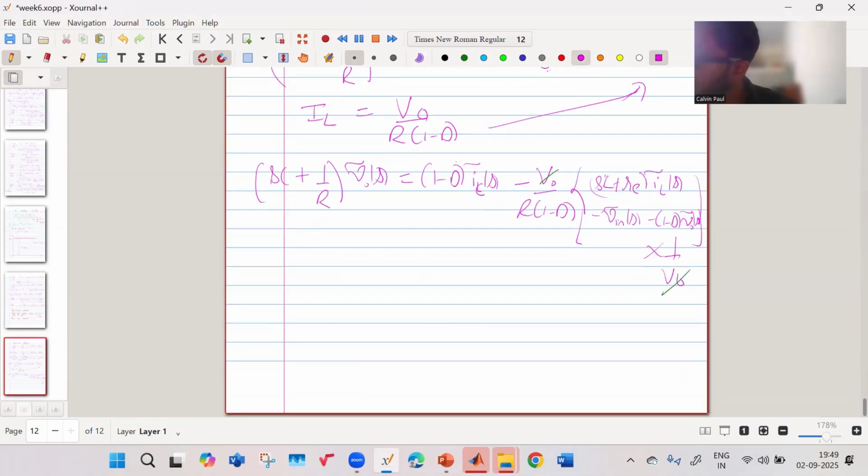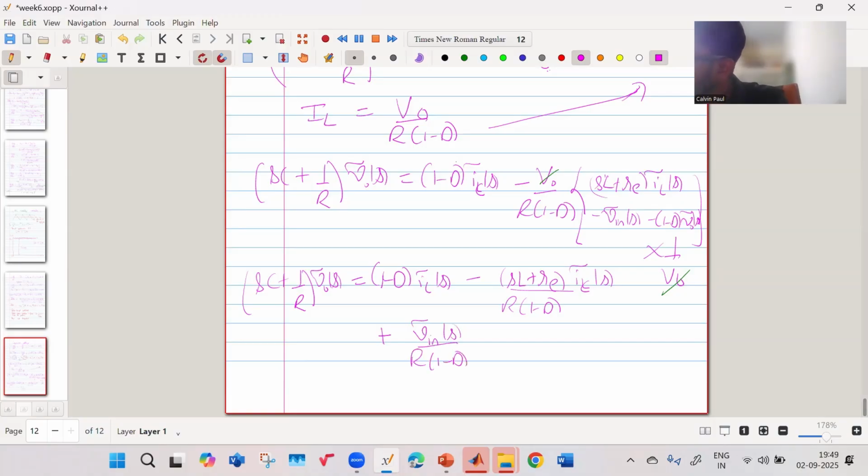So you get it in the form of SC plus 1 upon R, V output per turb of S. This is equal to 1 minus D IC per turb of S minus your SL plus RE IC per turb of S by R into 1 minus D. Then you have your plus V in per turb of S by R 1 minus D. And you have your plus V output per turb of S by R. Okay, you get it in this form.